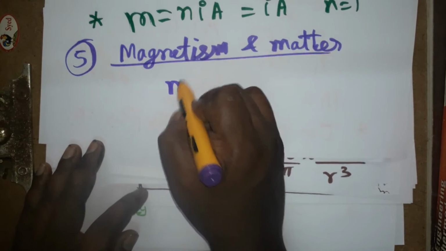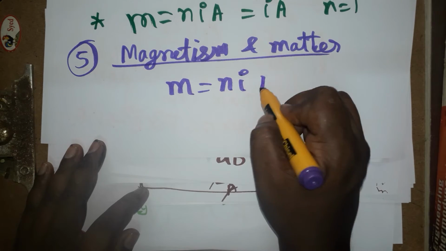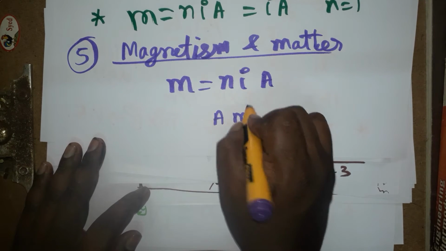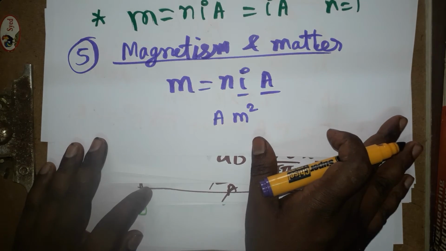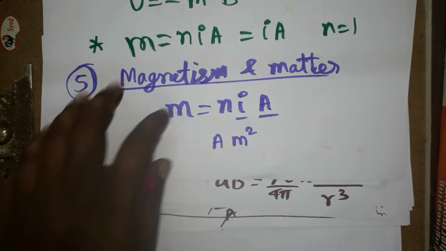The formula of small m is equal to N i A. The unit is ampere into meter square. Current is ampere, area is meter square. It's very simple. Okay. Torque, energy and all, you already know. Directly I am going to what is the angle of dip.